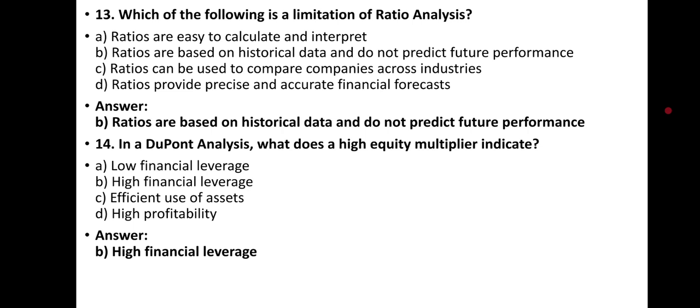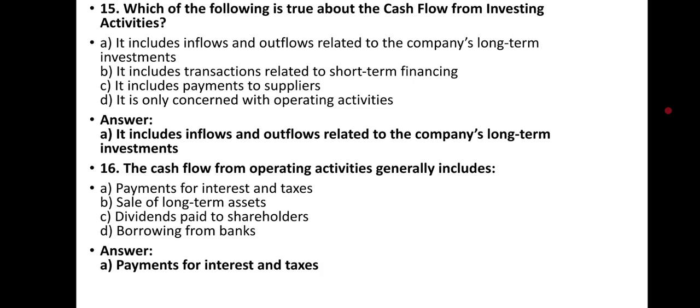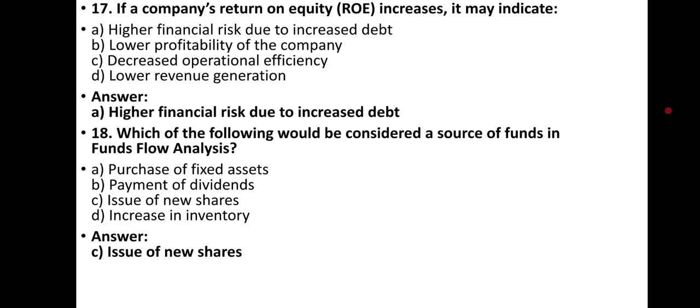Next we have, in a DuPont analysis, what does a high equity multiplier indicate? And the right answer is B. High financial leverage. Next question we have, which of the following is true about the cash flow from investing activities? And the right answer is A. It includes the inflows and outflows related to the company's long-term investment. Next question we have, the cash flow from operating activities generally includes. And the right answer is payment for interest and taxes.